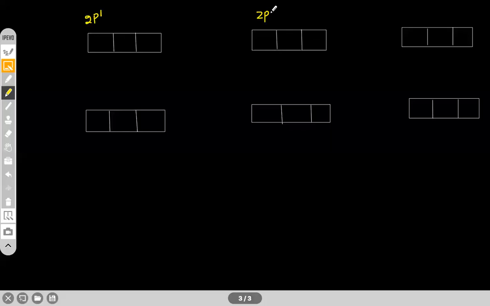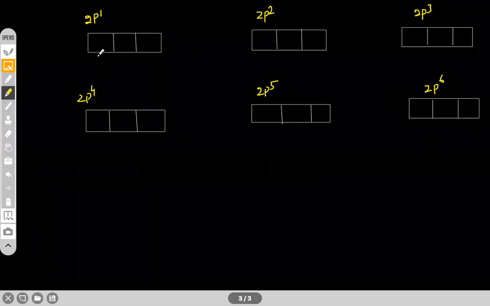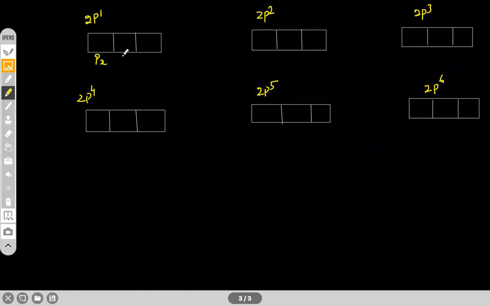Okay. So this configuration, suppose it is 2p1 configuration. This one is 2p2. This is suppose 2p3. We have 2p4, 2p5, and 2p6 configuration we have. Okay, so because we have six electrons possible in p orbitals, that's why we have six possible configurations: 1, 2, 3, 4, 5, and 6. So these boxes are orbitals. Like for example, this is px, this is py, and this is pz.